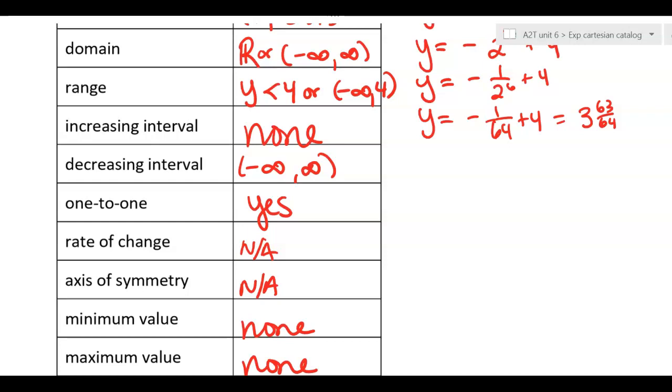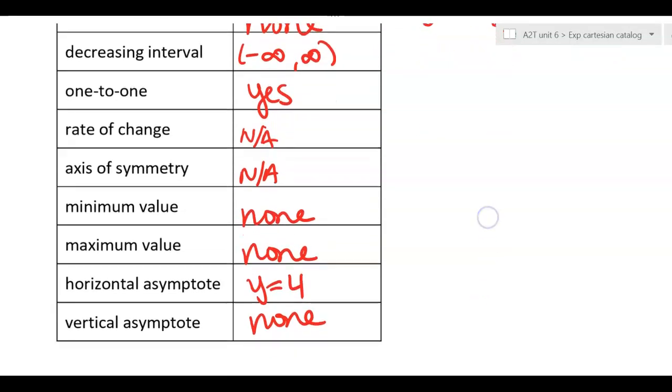All of these are going to be 1 to 1. Okay. And then we should have a horizontal asymptote at 4. Any questions about those things before I address the intercepts?